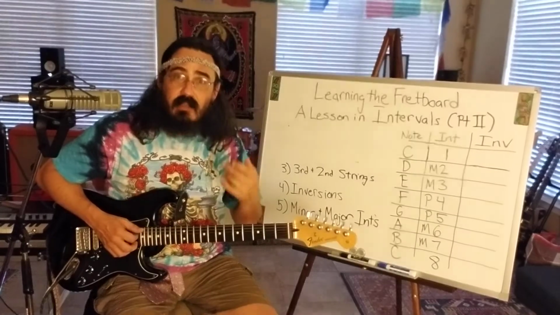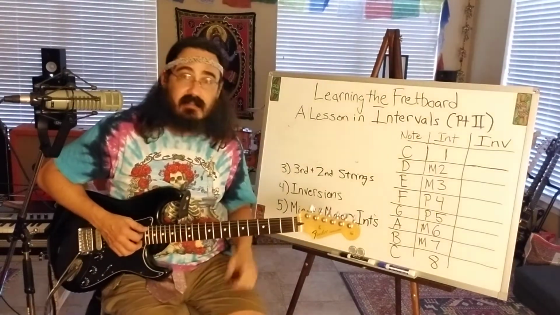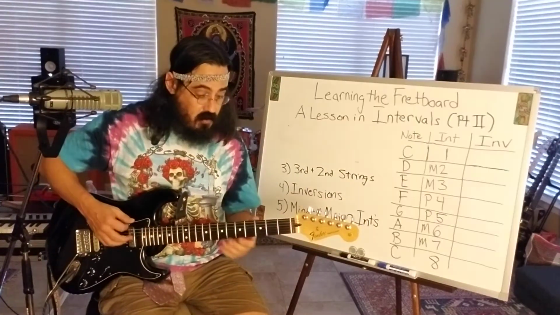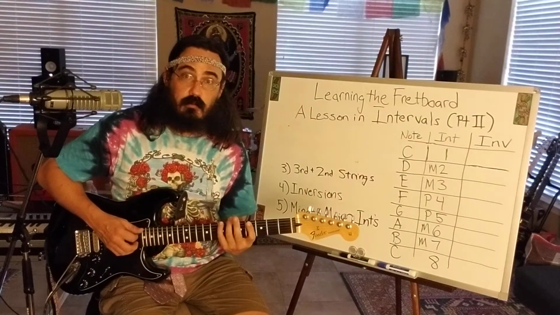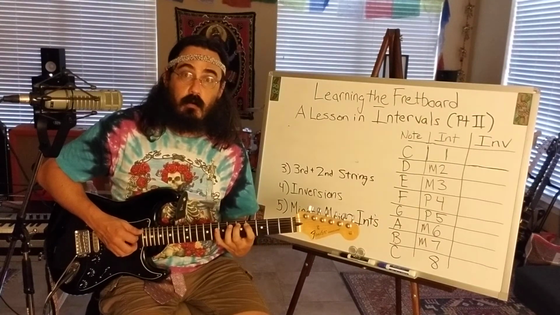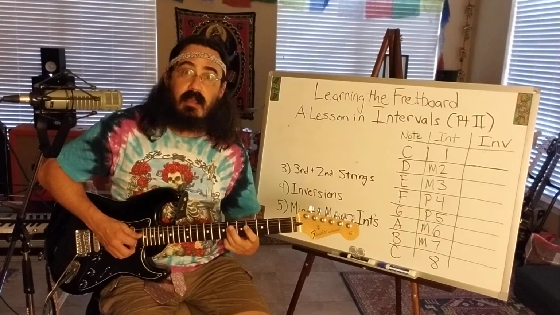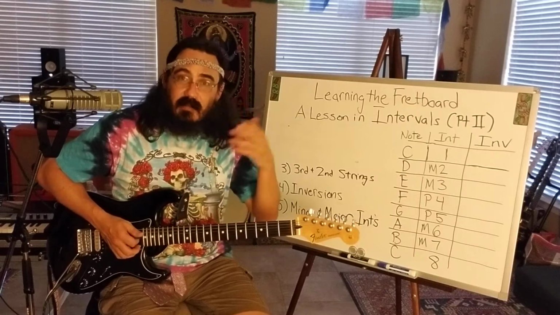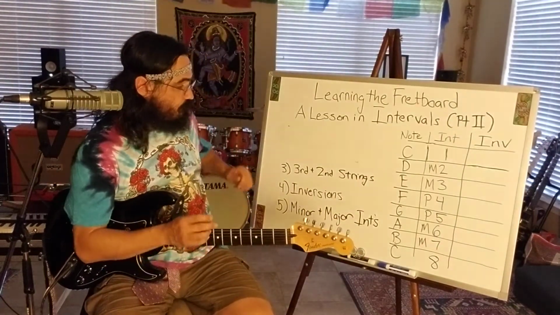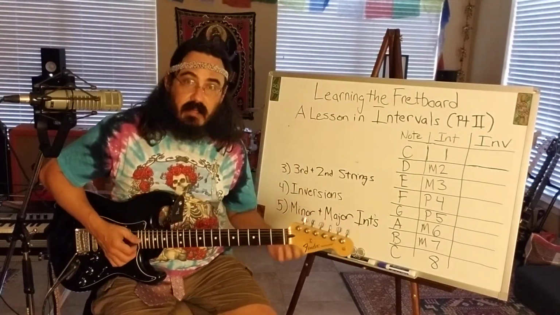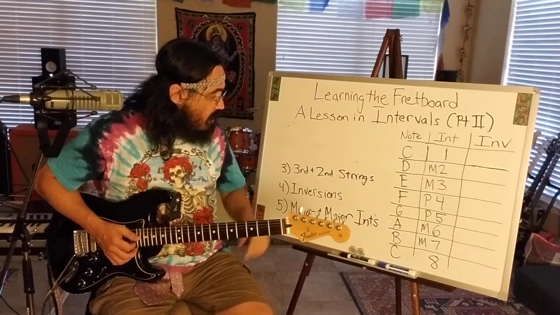But again, one way to really practice that is singing. So here, using, say, A. 1, 2, 3, 4, 5, 6, 7, 8. So I'm getting that sound in my head. Okay, so 2nd and 3rd strings, we got that covered.